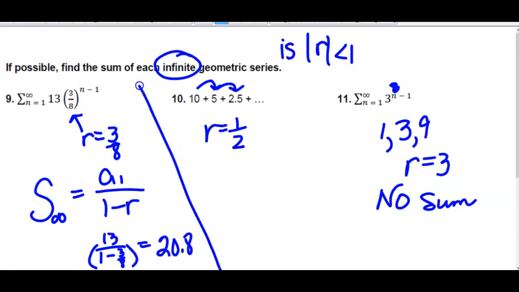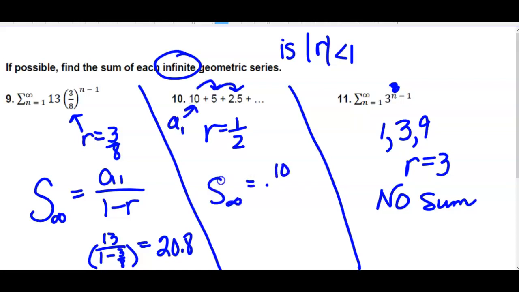All right, and this next one, if r is 1/2 and term 1 is 10, the sum would be 10 over 1 minus 1/2, which should just be 20, because it's 10 over 1/2, and 10 divided by 1/2 becomes 20.